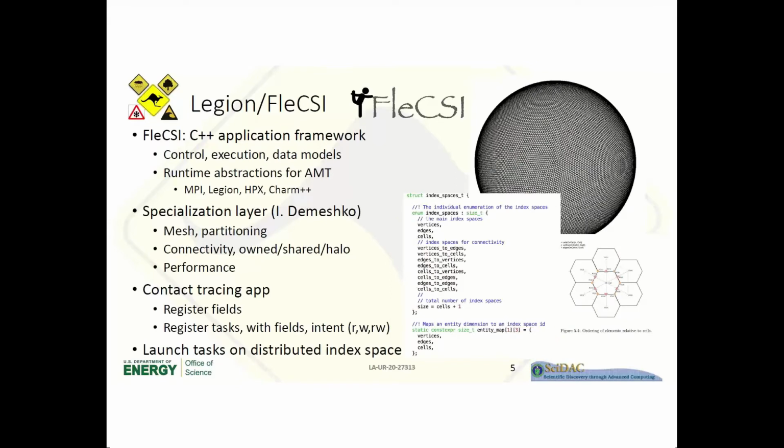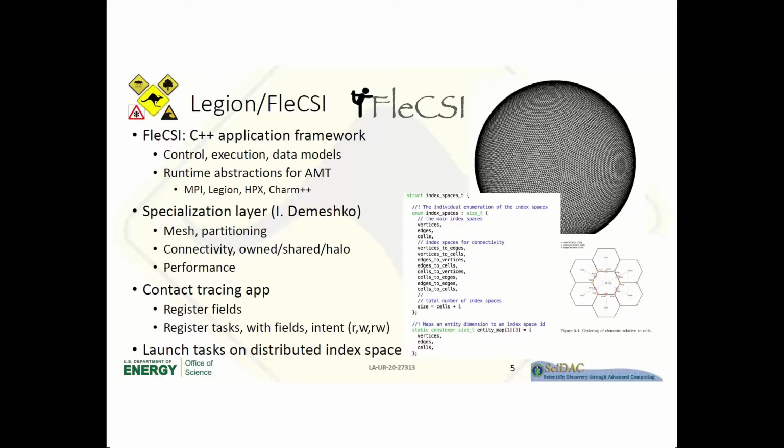So on the task parallel side, I mentioned Legion is one of these task parallel runtimes, but we're actually adopting a front end called FleCSI, the Flexible Computational Science Infrastructure, that supports a number of these abstractions under the hood, but provides more application focused abstractions for us to develop the model on.